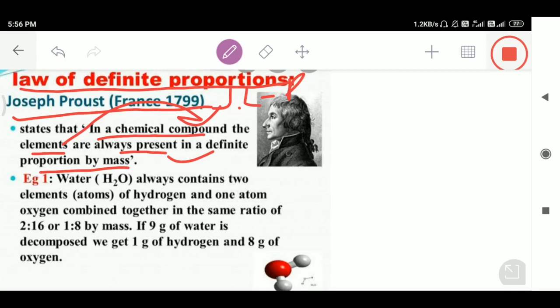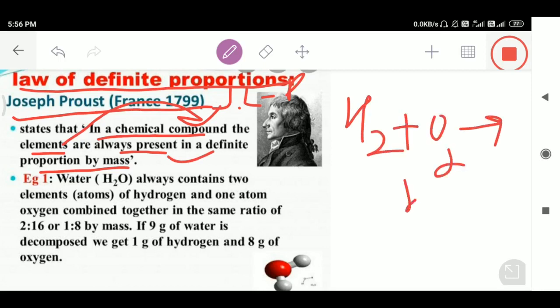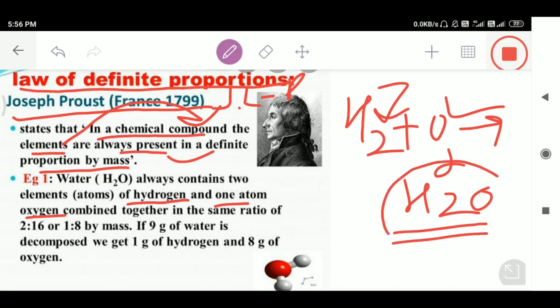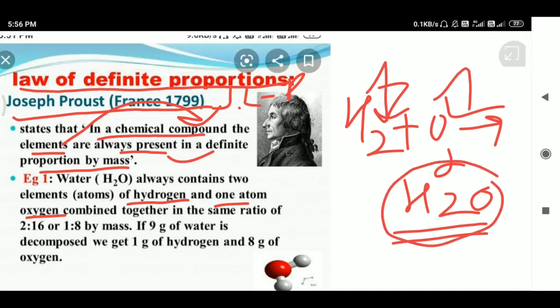For example, let me quote the example of water. H2 plus O2 gives water. Water always contains two elements: one is hydrogen and another is oxygen. When there is a reaction between hydrogen and oxygen, there is always formation of a water molecule. This water molecule is a compound, and these two are the elements. The same is the case with all water molecules.